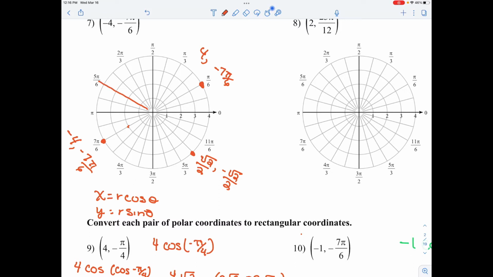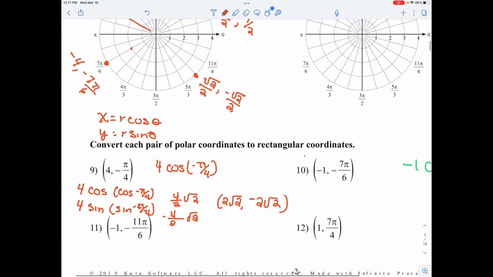Is that right? No. This is pi over 6. This is 5 pi over 6. This is 7 pi over 6. So this is negative 11 pi over 6 here. So again, I recognize that both the cosine and the sine are going to be positive. So we're going to get radical 3 over 2 and 1/2.